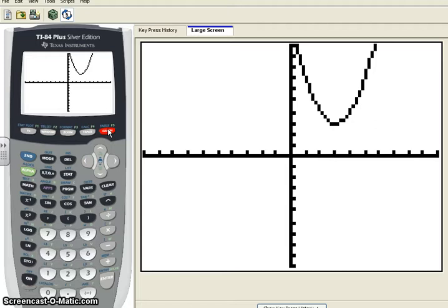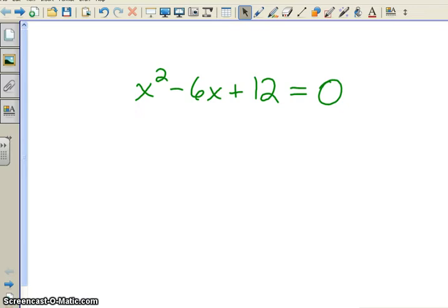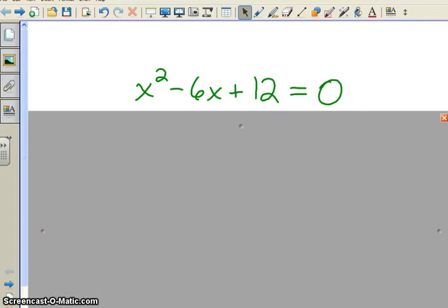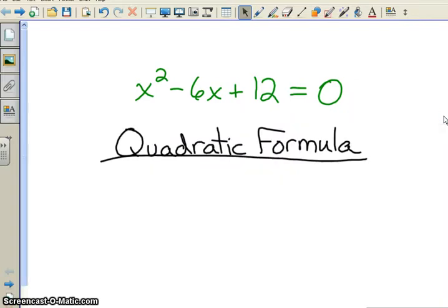Now, since the roots are imaginary numbers, we won't be able to solve this equation by factoring. We're going to have to use another method. Another method that we can use is the quadratic formula. Hopefully you remember the quadratic formula back from Algebra 1. In case you don't, there's the Pop Goes the Weasel song that can help you remember it.